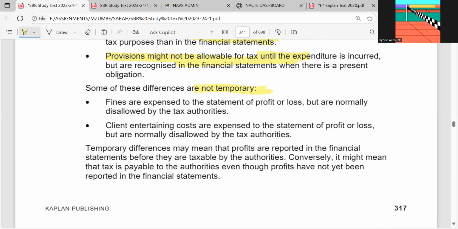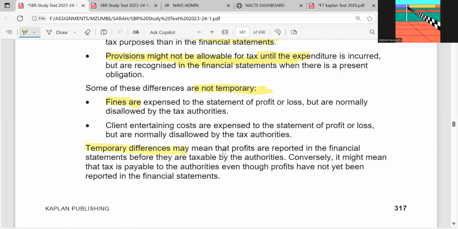For example, we speak of fines. Fines are expensed to the statement of profit or loss, but are normally disallowed by the tax authorities. There are fines maybe in business activities. Maybe you have delayed, a supplier has charged you. There are those which occur in the normal course of the business, right? But there are those ones which, let's say, the government charges you. So you won't be able to include them when deciding the tax liability, as that is for tax authorities, right? But also, let's say client entertaining costs are usually expensed in the statement of profit or loss, but are normally disallowed by the tax authorities.